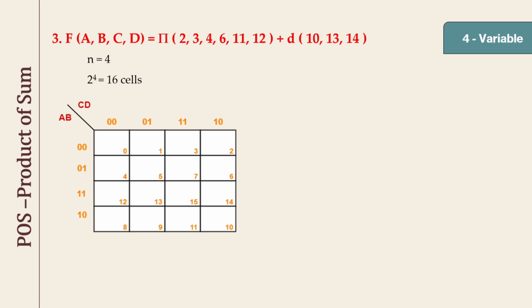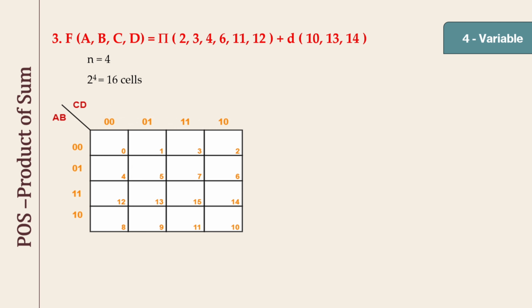Now let's start with filling the logic 0 in the cell positions given in the problem statement. Let's start filling the logic 0 from cell 2, then cells 3, 4, 6, 11, 12. After this, we have the don't care values at cell numbers 10, 13 and 14. Let us fill those. Then fill all the empty cells with logic 1.